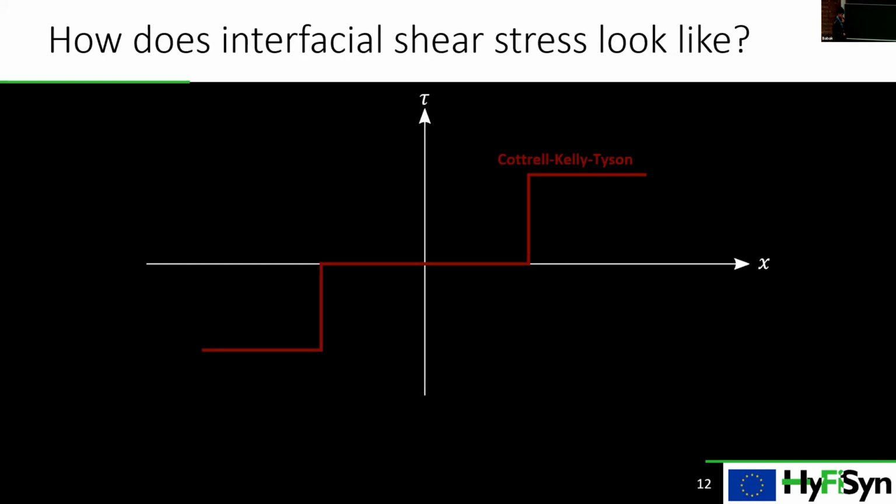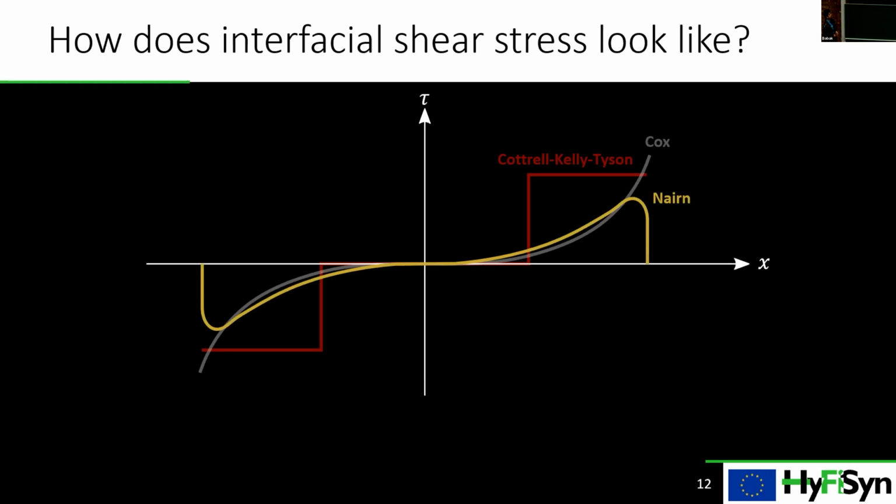So far I was talking about how stress looks in the fiber, but let's look at how stress looks in the interface, basically the interfacial shear stress. This is how interfacial shear stress looks with the Cottrell-Kelly-Tyson model. And this is how it looks with the Cox model. And this is another model in the literature. You can see how it differs, in that the shear stress reaches 0 on both ends of the fiber. And this is the more accurate model, the partial bonding or partial debonding model.